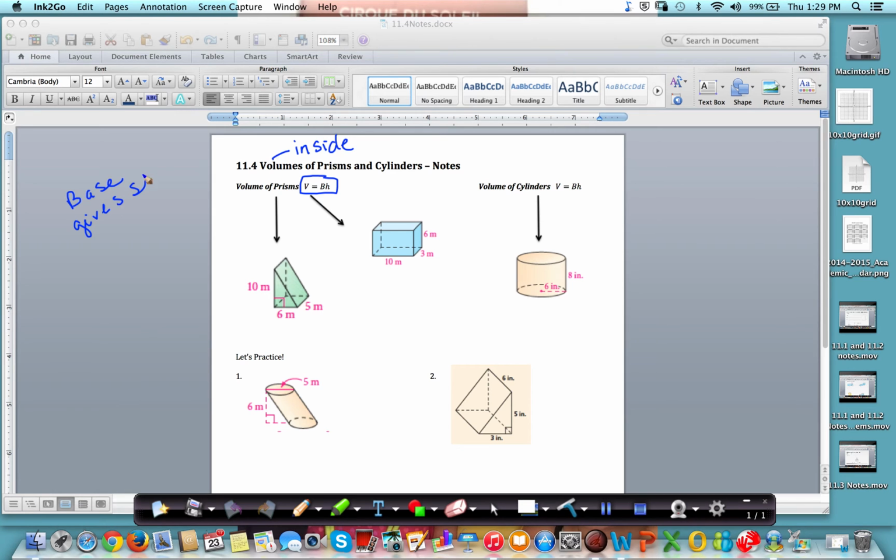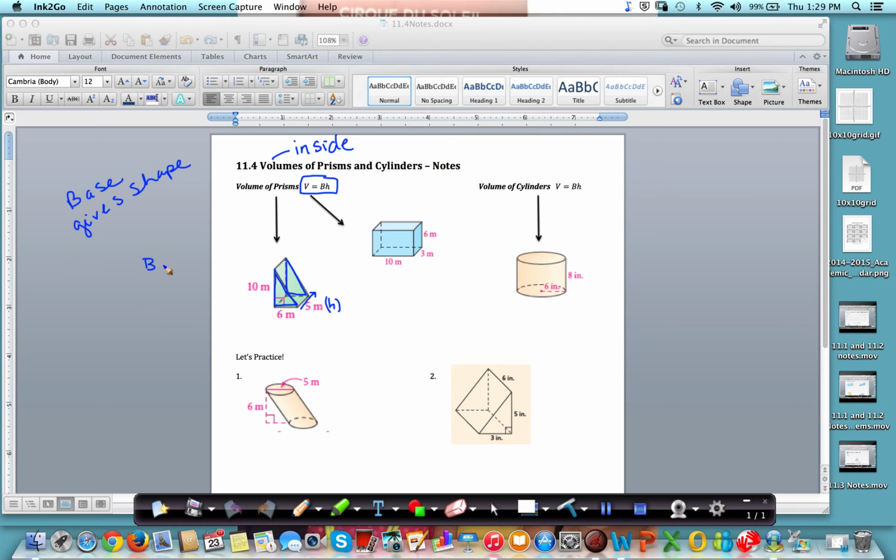Okay? And so, since this is triangular, this is the base because it's what gives it its shape. So we have these two bases. To find the volume, you find the area of this base and then you multiply it by how high the figure is. So remember, it's sitting on its side. So this is your height. And the base is going to be the triangle.